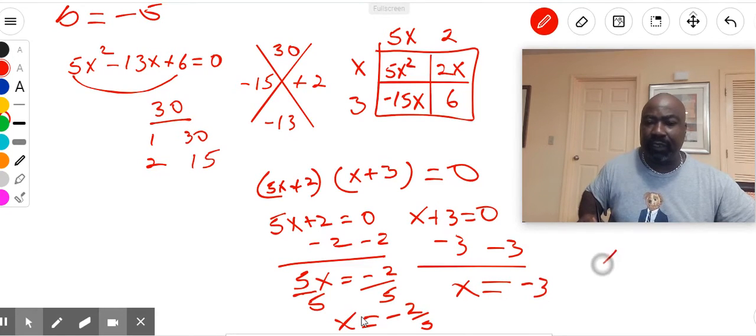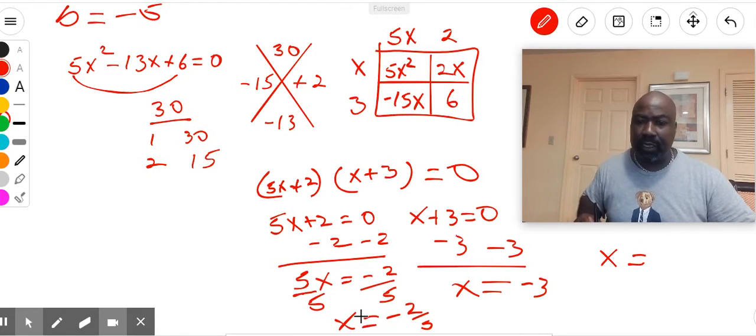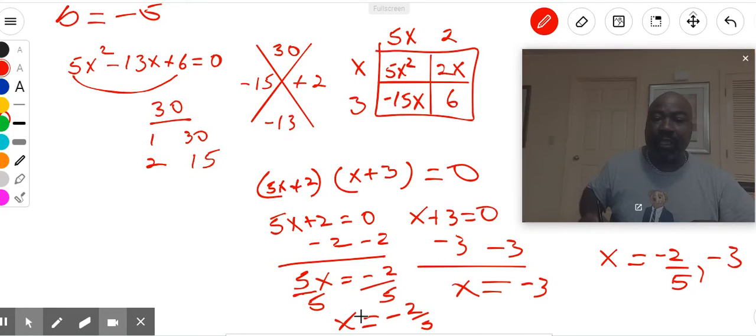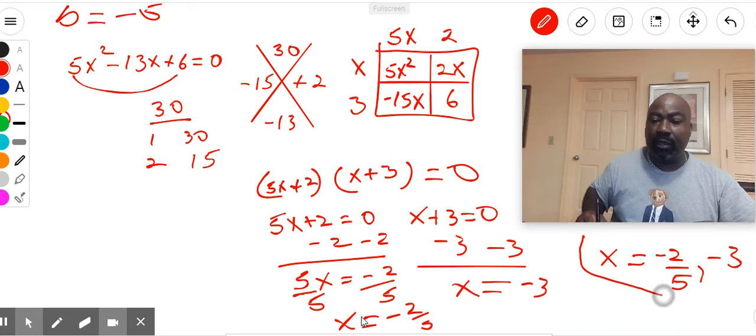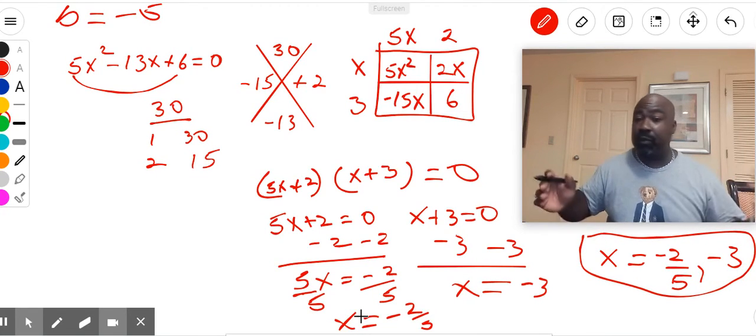So your solution for this right here: x is equal to negative 2/5 and negative 3. Check my math, double check, plug it back in. But this is what I'm claiming it to be. So go over it, and this is what it is.